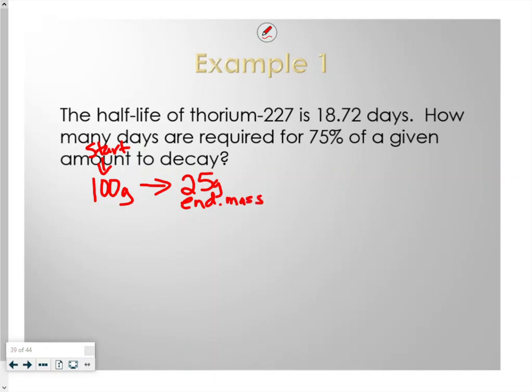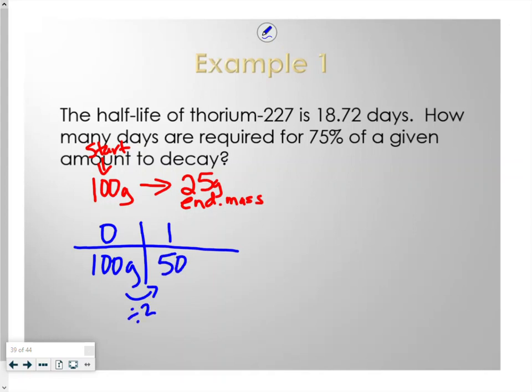Now, to set up the table, like I said, you can do columns or rows, whichever you feel more comfortable with. I like to do rows. So I'm going to start with 100, and this is at 0 half-lives. So after 1 half-life, how much of my sample should I have? Because I'm going to do what? Divide by 2. So I should have 50, right? After 2 half-lives, I once again divide by 2. And then I'm going to have how much? 25 grams. Now, is that my ending amount? Yes, so I get to stop.